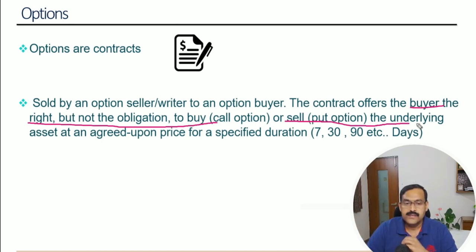So please note that the buyer has the right, but he does not have the obligation. The seller only has the obligation. In case of futures, if you have observed, both buyer and seller have the obligation to satisfy the contract. But in case of options, only the seller has the obligation to satisfy the contract. Don't worry, I will get more deep into what is a call option, what is a put option to make it more clear to you.